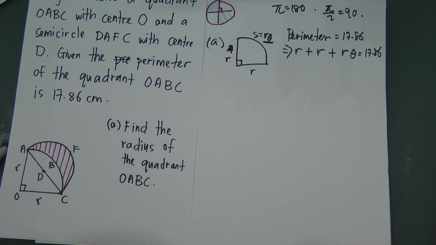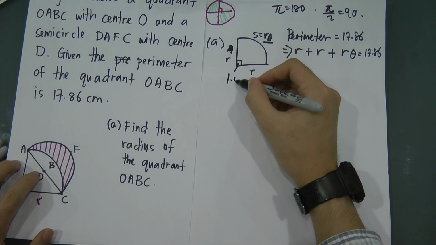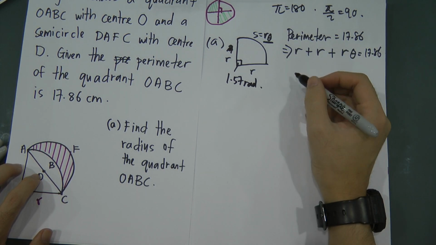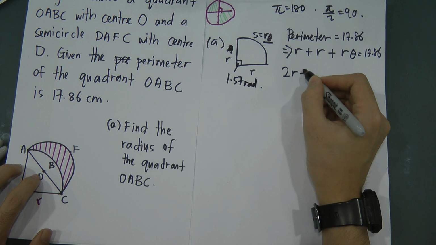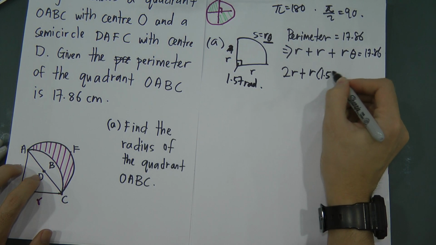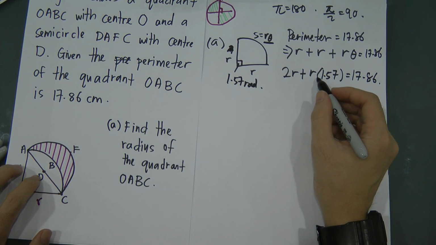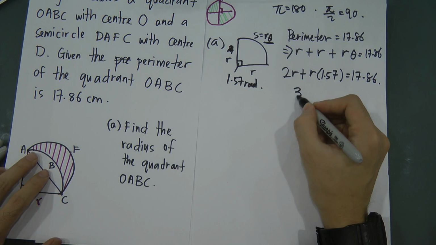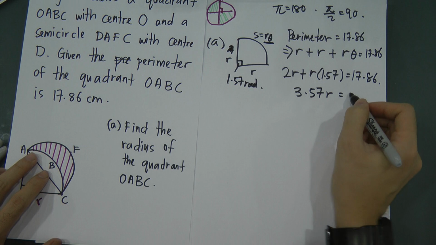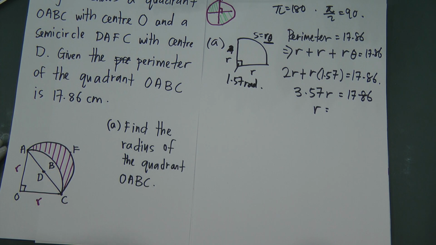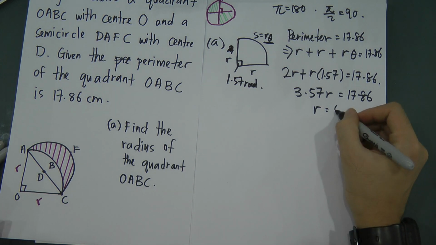So I just press the calculator, pi over 2. In radians, this one is 1.57 radian. Okay, now we have all this information. R plus R is 2R, plus R times 1.57, equals 17.86. So we add together, this is 1.57R, and we get 3.57R equals 17.86. So R is very simple, just use 17.86 divided by 3.57. So we have got R equals 5.